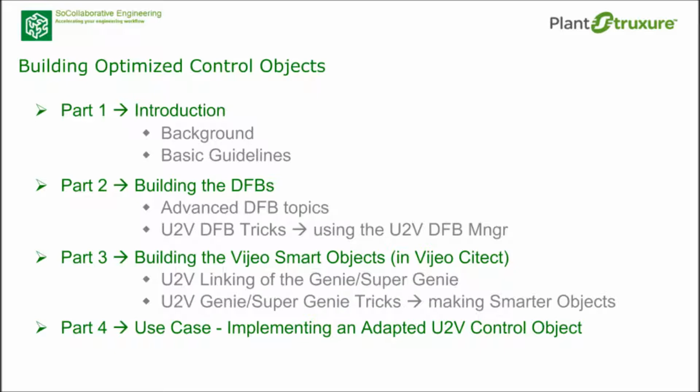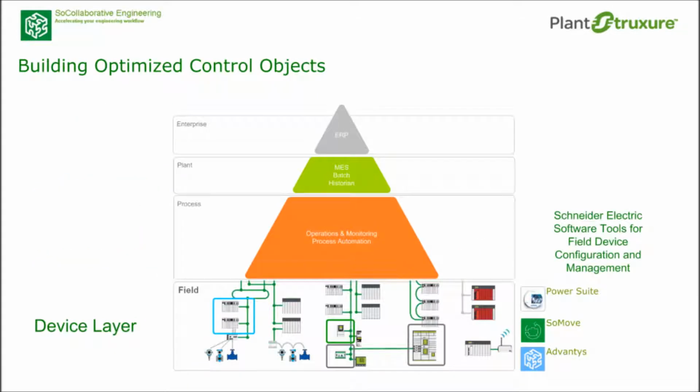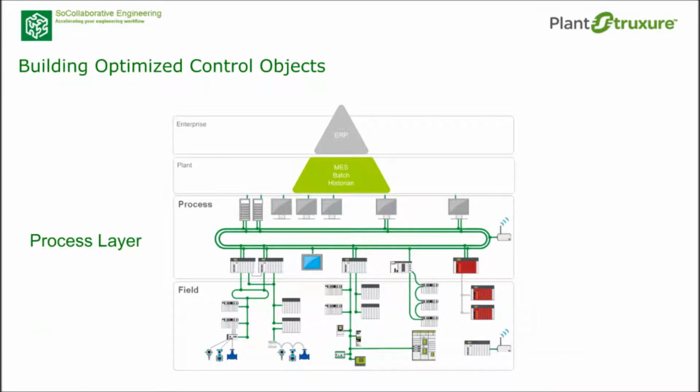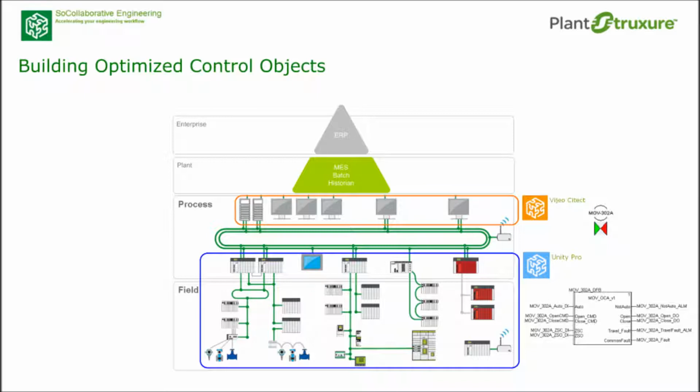To begin exploring the background of the U2V methodology, I will define the perspective of the approach using the infamous layers of plant operations model. At the device layer, Schneider Electric has software tools for field device configuration and management. At the process layer, a Schneider Electric plant structure solution uses Unity Pro with Modicon controllers and Vijeo Cytec. This is where the control objects reside and execute their functions.